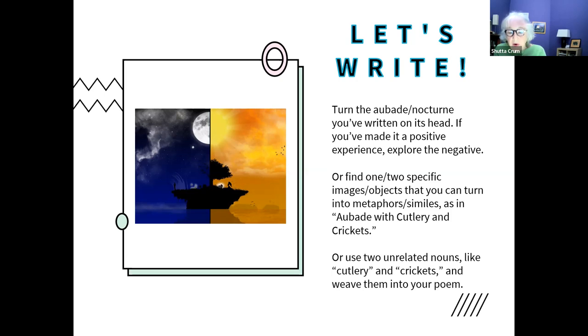So one way to do this, to ease into it, if you're not sure, is to think about some emotionally fraught time in your life and to write from that, looking at that as an aubade or a nocturne, to use that as a starting point. So here's a little short one I wrote called Aubade Without Regret.